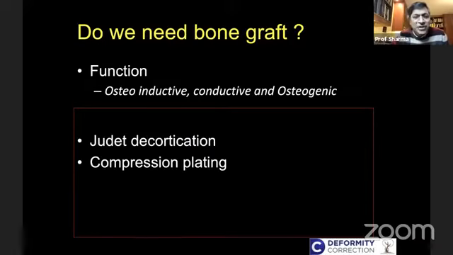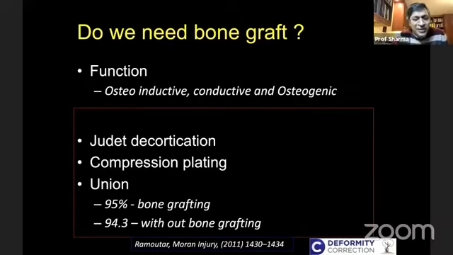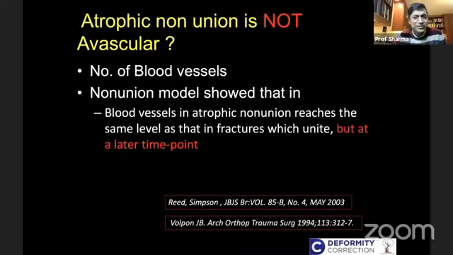So Chris Moran from Nottingham took a large series of non-unions, and every single non-union he did a decortication and a compression plating on the tension side. In half of the group he did bone grafting, and in the other half he did no bone grafting. And the healing rate was roughly similar. Now, this was a retrospective study, so you can't take it as gospel, but a lot of us believe, and that includes me, that bone grafts are not as useful as we think they are. Mechanics are equally or perhaps more important.